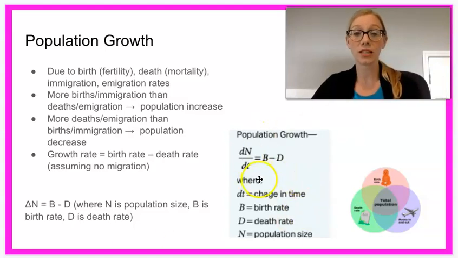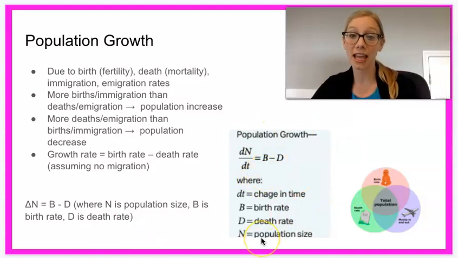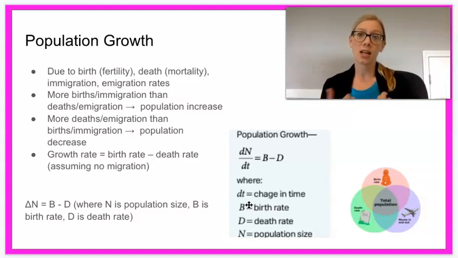So we can use this equation here. N is the population size, B is the birth rate, D is the death rate, and dt represents the change in time, right? So when we take all those things into account, we can come up with a number about how fast a population is growing.